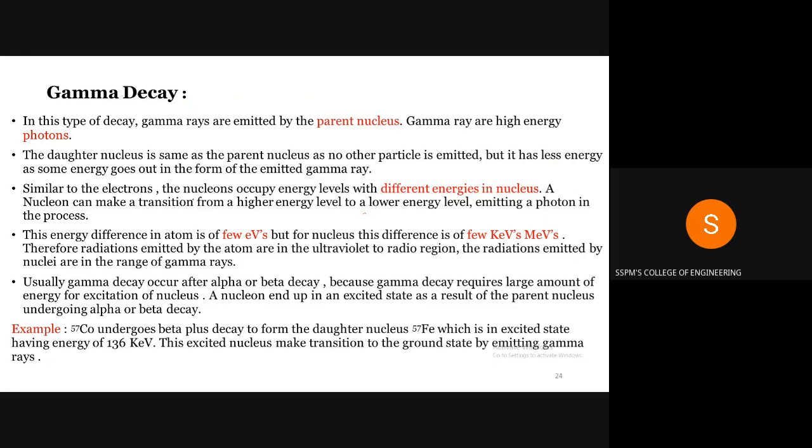Similar to the electrons, the nucleons occupy energy levels with different energies in the nucleus. A nucleon can make a transition from a higher energy level to a lower energy level, emitting a photon in this process. The energy difference in an atom is of a few electron volts, but for a nucleus this difference is of the order of millions of electron volts. So it needs to be there for gamma rays.